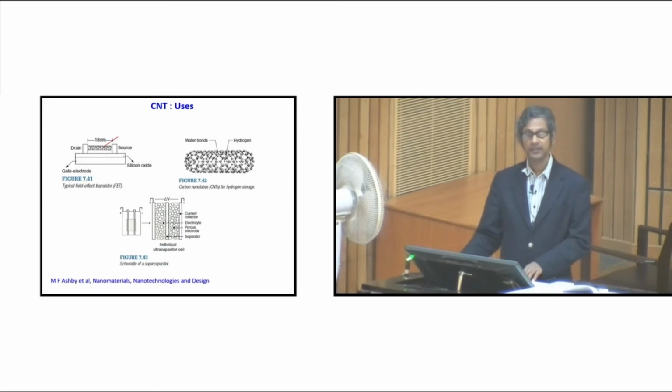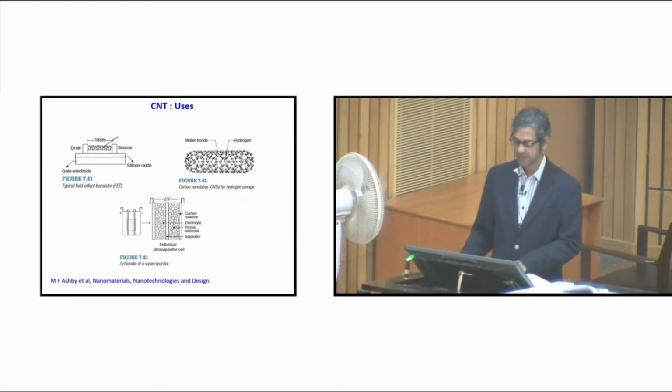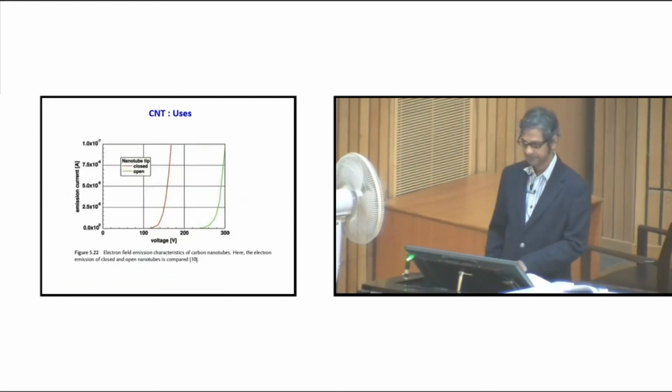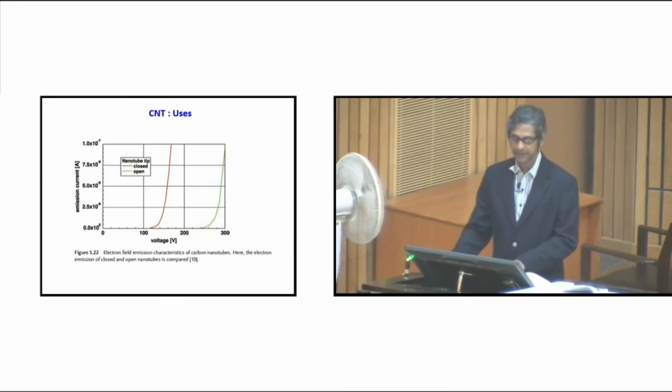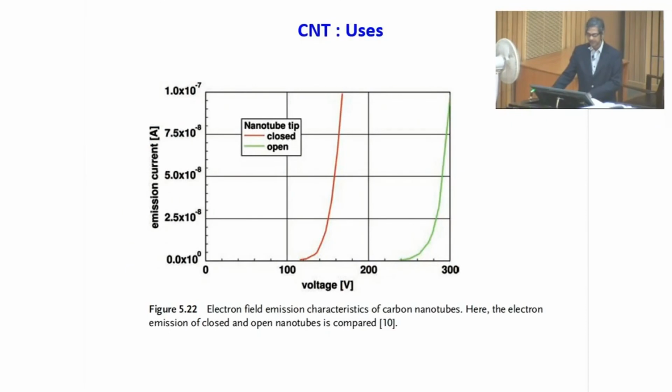So hence they are called supercapacitors. You can also use this for other purposes like flat panel display, or you can in fact use CNTs as emitters. CNTs can be used as high-value emitters, like in the case of electron microscopes where you need a large electron yield.